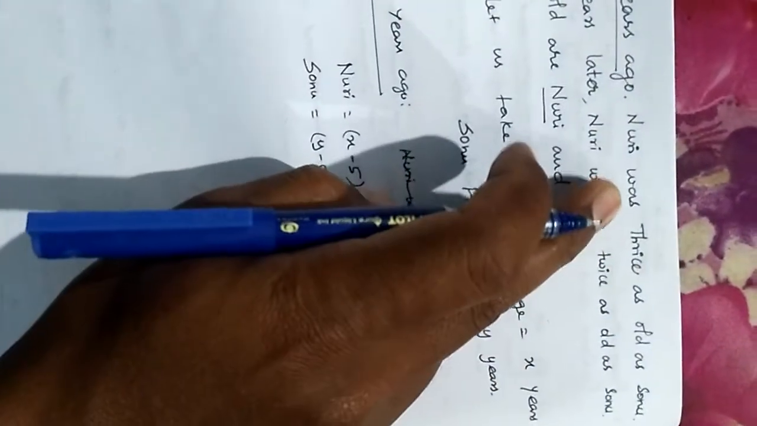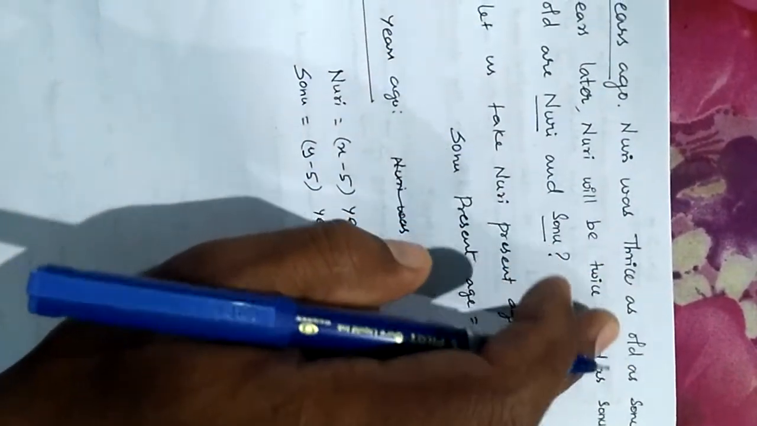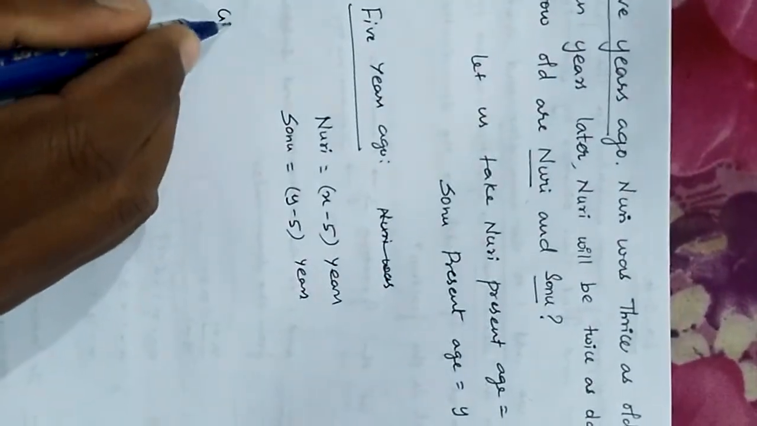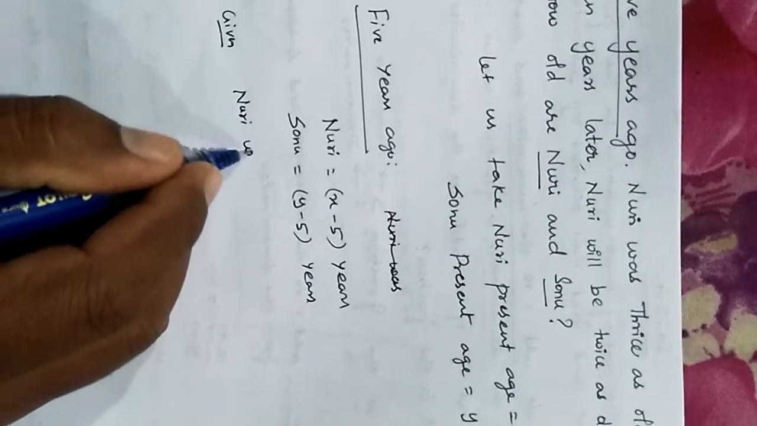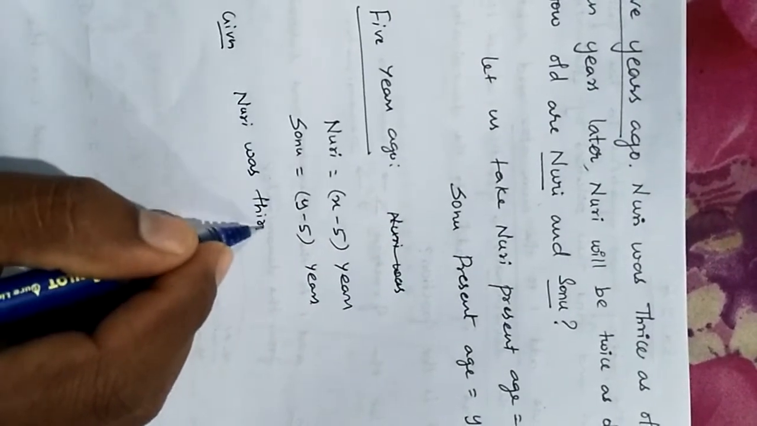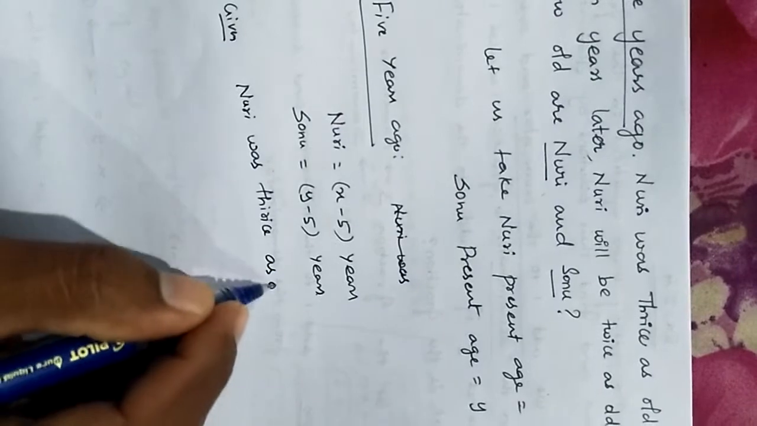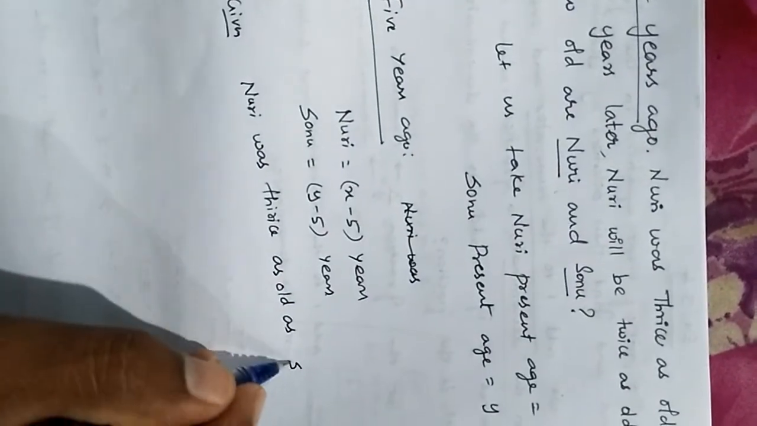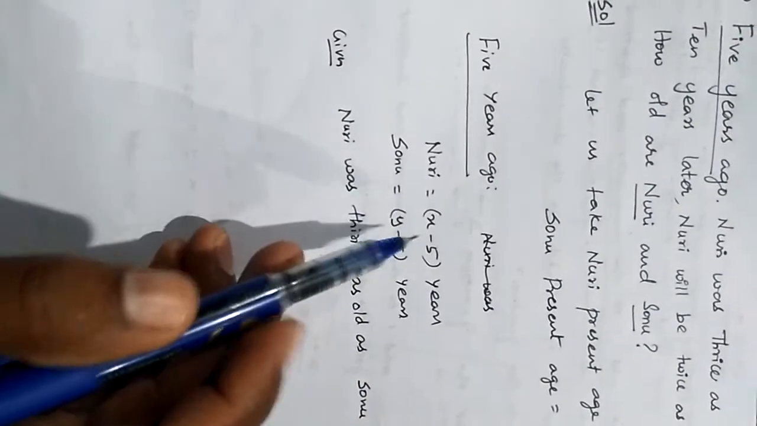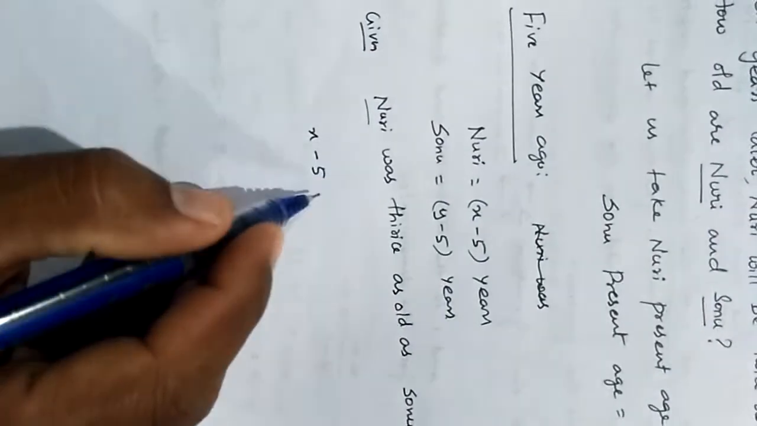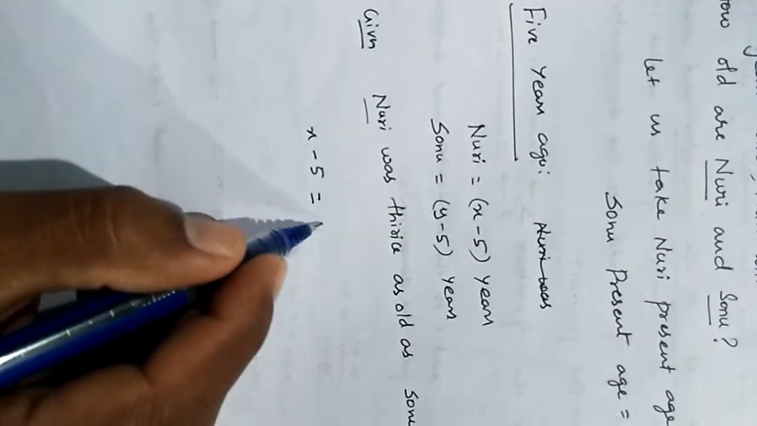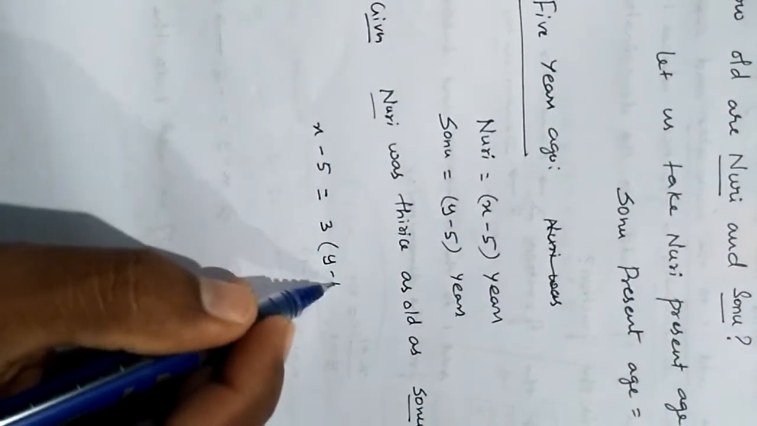Now take the given statement here: Nuri was thrice as old as Sonu. So 5 years ago Nuri was x minus 5, and was means you can take equal to thrice, that is 3 times as old as Sonu. Sonu was y minus 5.